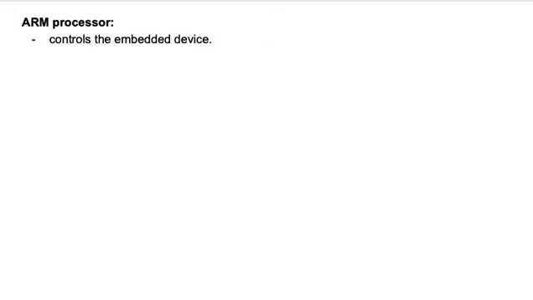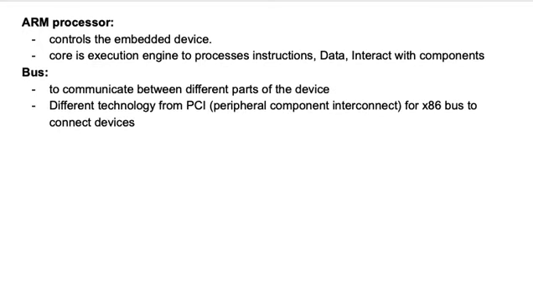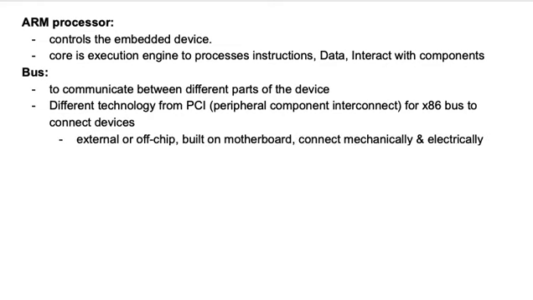Starting with the ARM processor, it is the controller of the embedded device, and it is the main execution engine that processes the data and interacts with other components by executing the instructions. A bus is a communication channel between the processor and all other parts of the device.